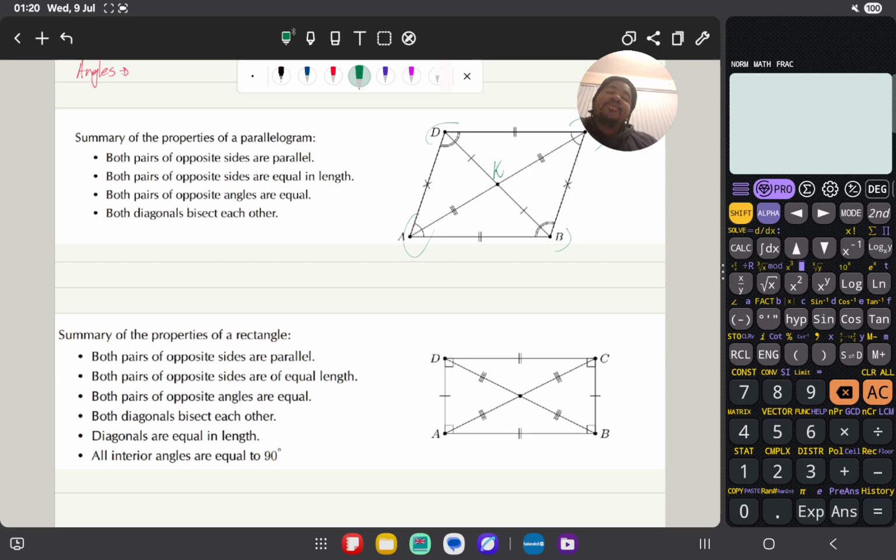Something to remember is that for all quadrilaterals, all of them, the angles add up to 360. So all these 90 degrees give you 360 degrees.